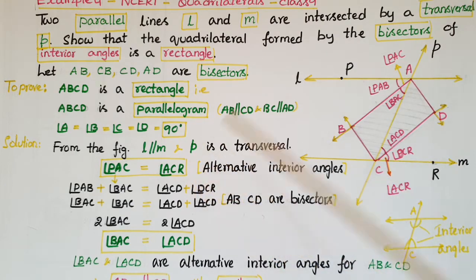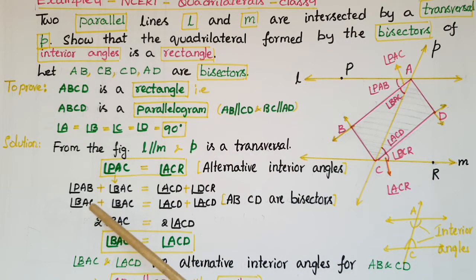So write here, angle PAC is equal to angle PAB plus angle BAC. And angle ACR is equal to angle ACD plus angle DCR. Then angle PAB is equal to angle BAC because this is a bisector and these two angles are equal. Same like this, here also these two angles are equal.